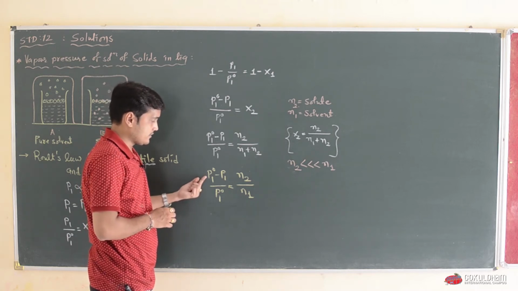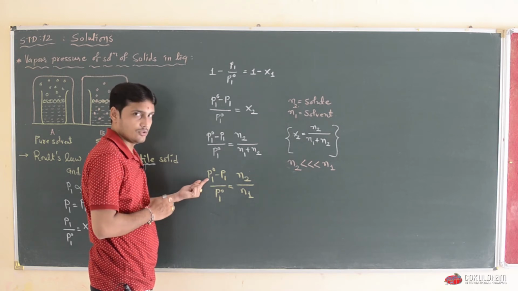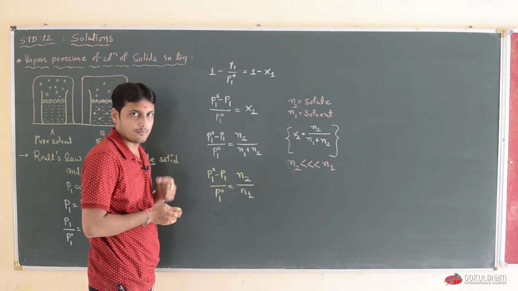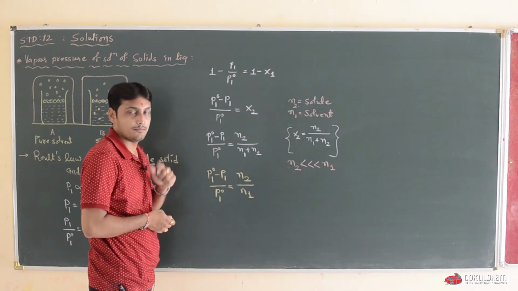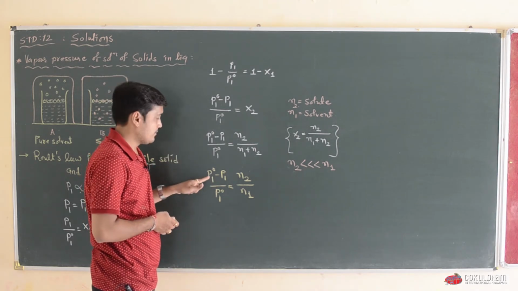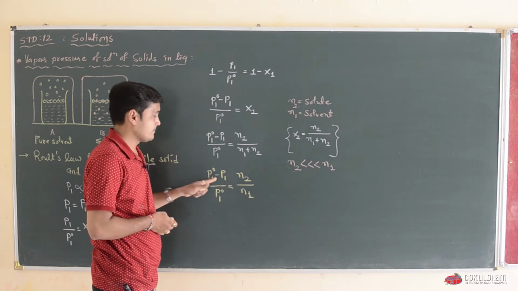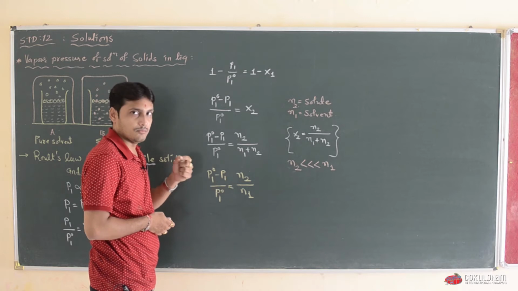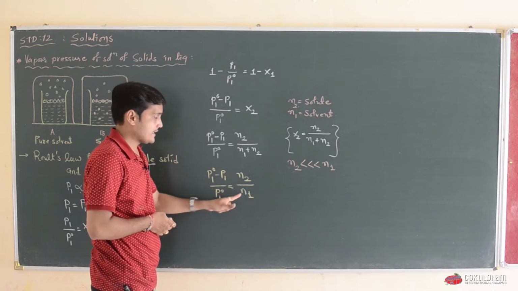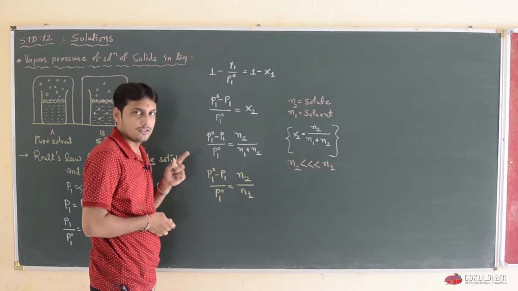This P1⁰ is known as the initial vapor pressure of the solvent and this P1 is known as the vapor pressure of solution. P1⁰ is for solvent, P1 is for solution. This n2 is moles of solute and n1 is moles of solvent.